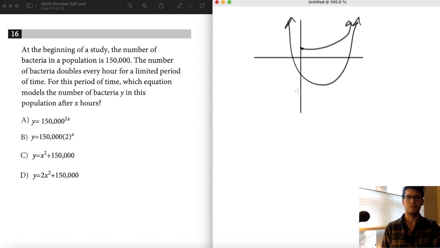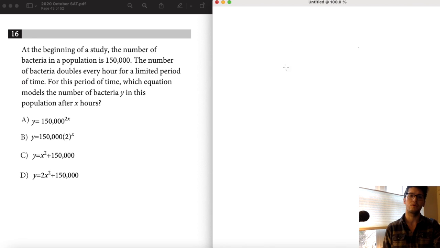Quadratics don't really make sense for bacteria doubling because we have no negative values where they're going to grow. It doesn't really make a lot of sense. But even if you didn't notice that, you could try out some values. If you try x is 0, you need to get y equals 150,000. What you'll find is all of them give you that. If x is 0, the big thing to think about for A and B is that anything to the 0 power, so 150,000 to the 0 power, is 1. So actually that one's out. You can cross off A right away.